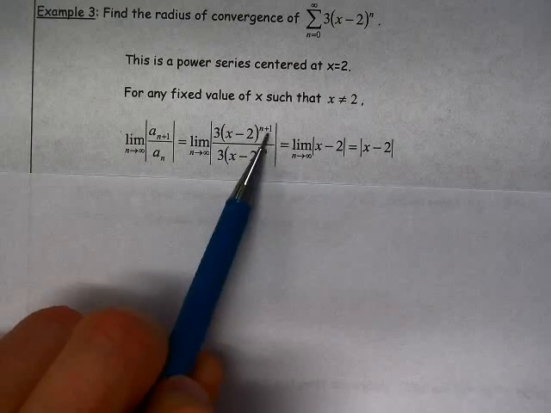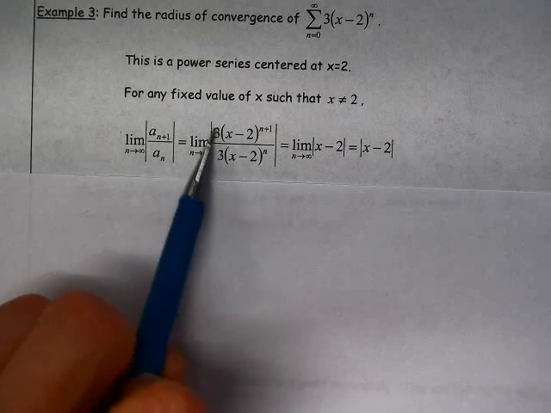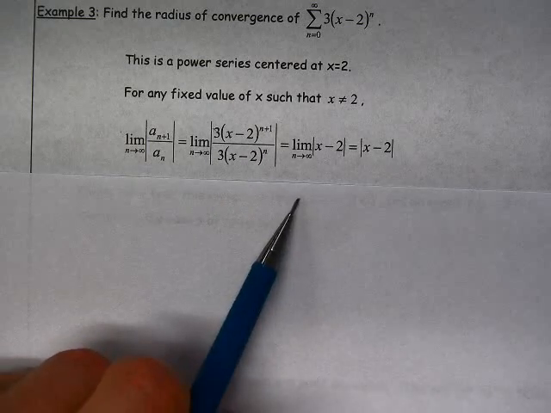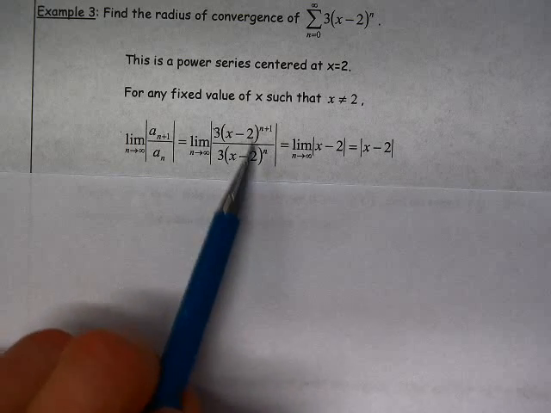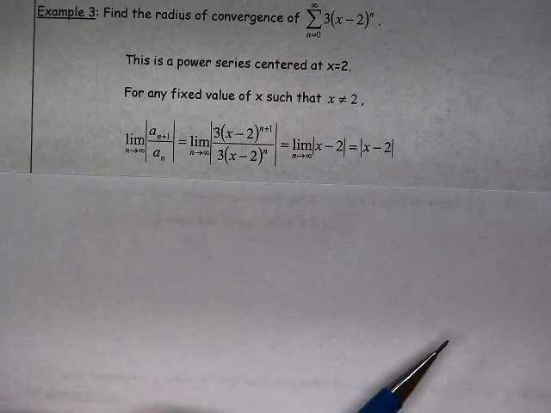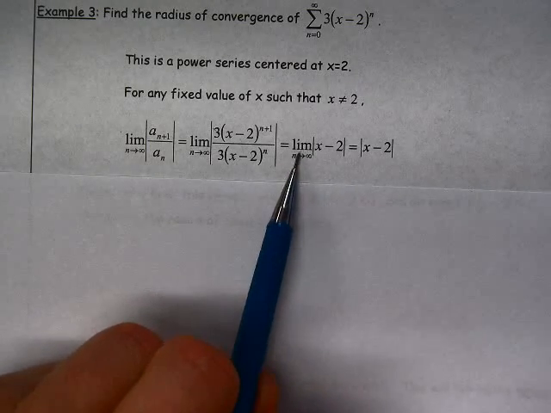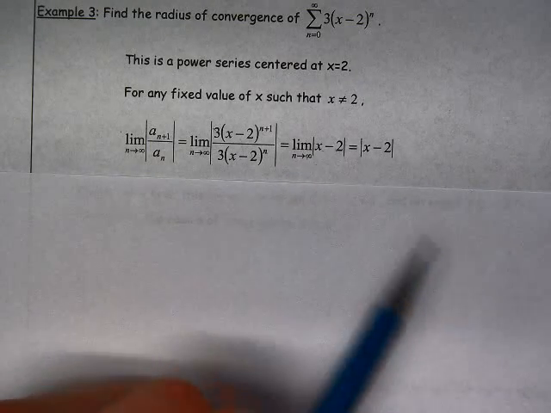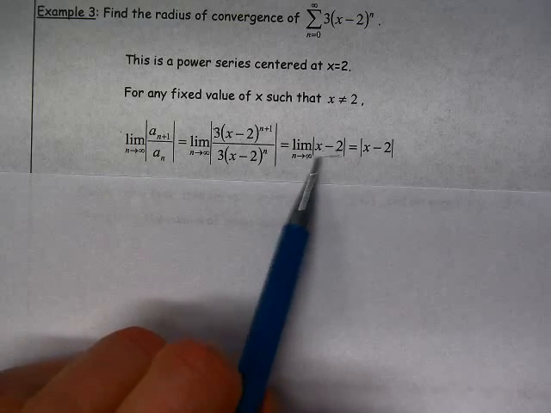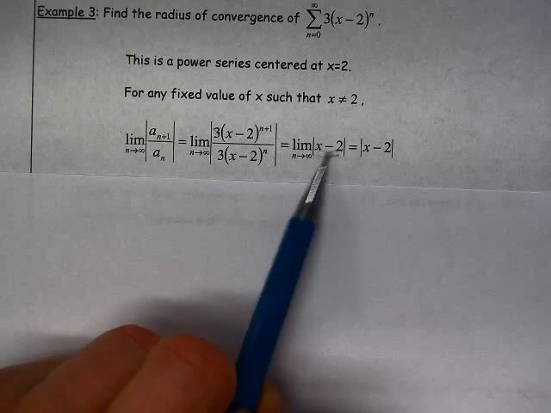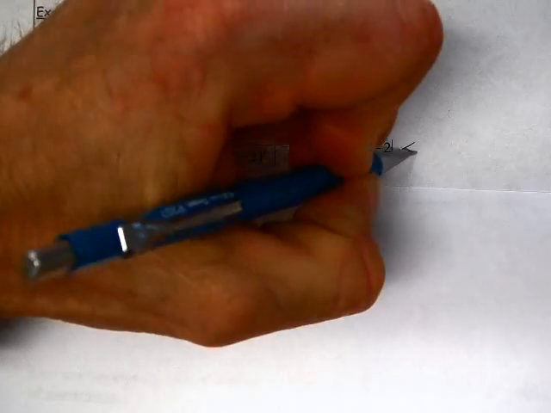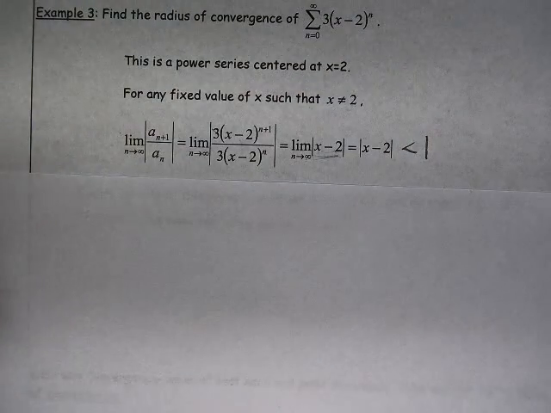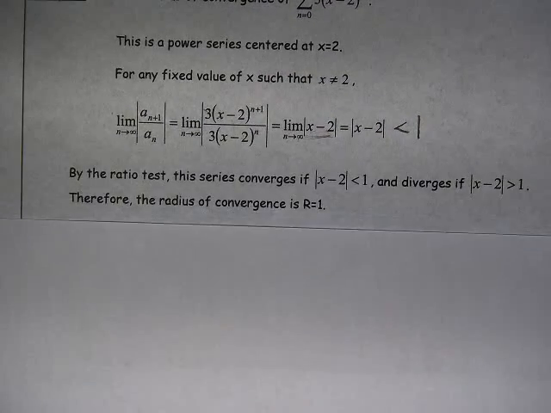We have x minus 2 to the n plus 1 over x minus 2 to the n, both with coefficients of 3. The 3's cancel out. All those powers of x minus 2 cancel out except one of them. So we're left with the limit as n approaches infinity of x minus 2. Well, there's no n here, so we're just left with x minus 2. We need to ensure convergence, we need to make sure that that is less than 1.